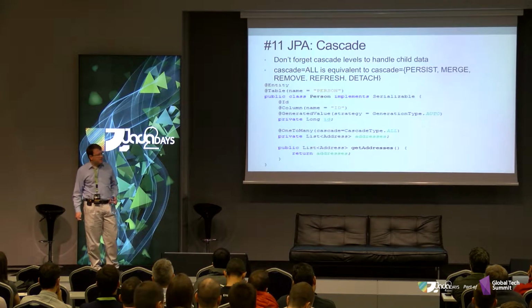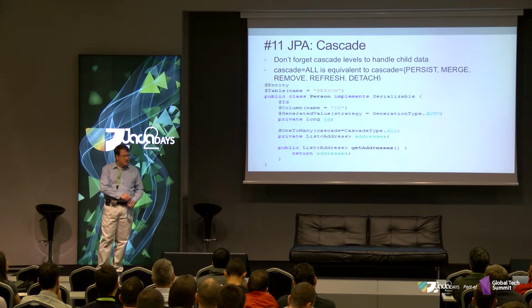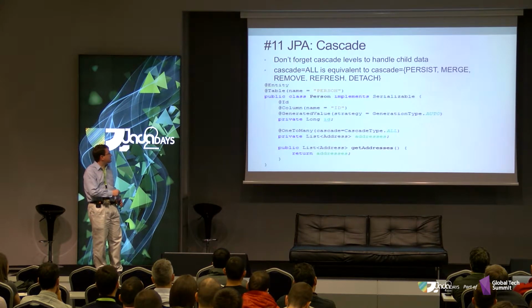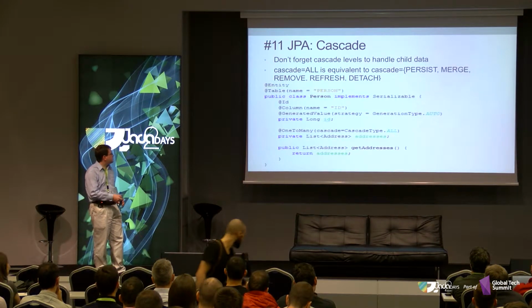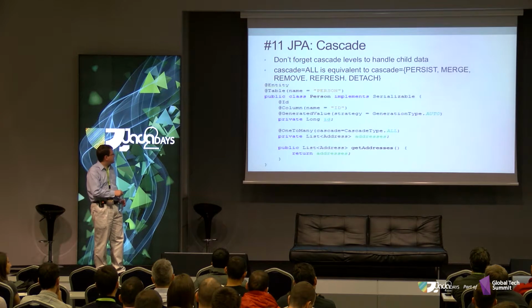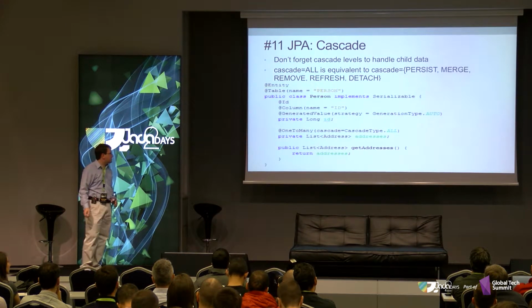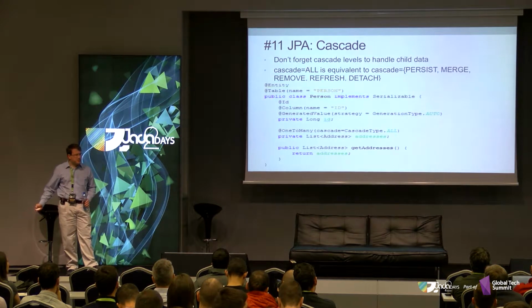Okay, moving on to JPA Cascade. Don't forget to cascade levels to handle child data. So we have several different cascade options with it. All is equivalent to cascade persist, merge, remove, refresh, and detach. So in the case of this code right here, we have a person object, and when we perform the save, we want to cascade. So if we updated the list of addresses, we want to cascade all the changes down. So make sure to use the correct cascade type for the code that you're writing.